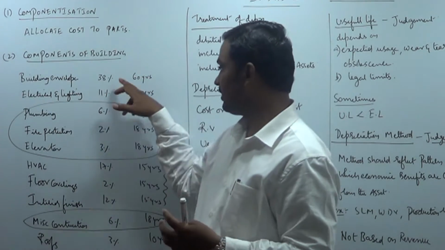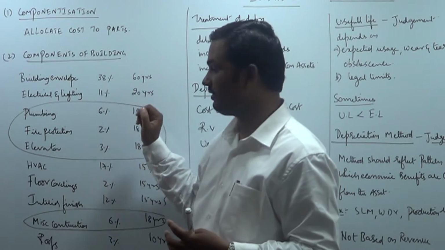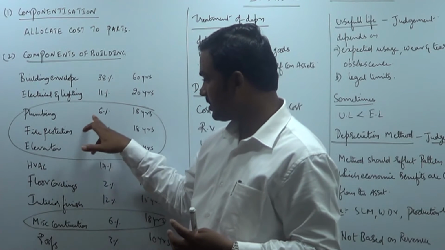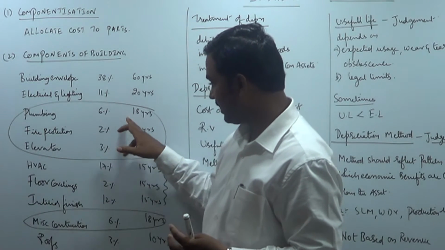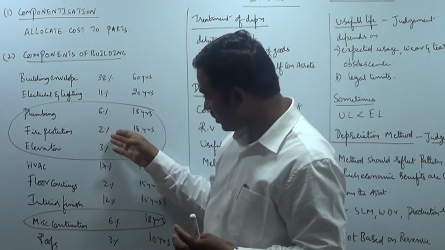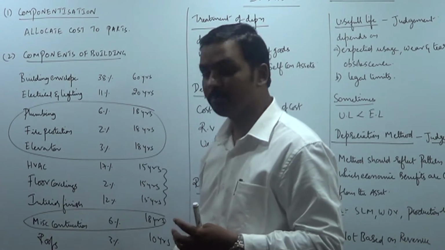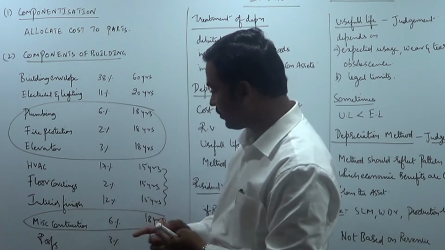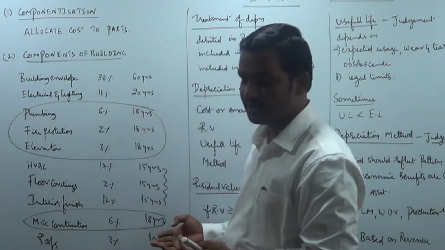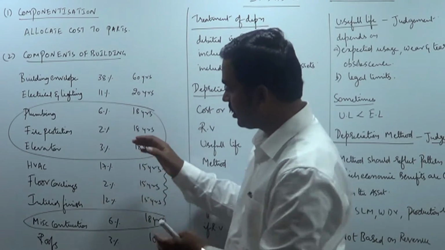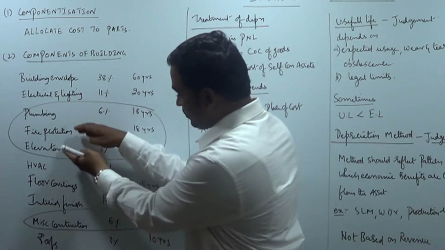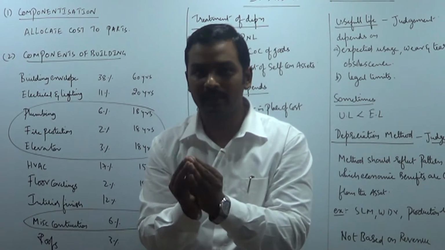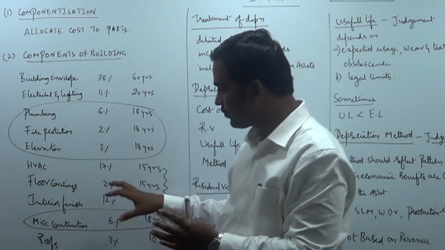Capitalized separately, depreciated based on their respective lives. Plumbing, fire protection, elevator, 6%, 2%, 3%, life is 18 years. Their cost may not be significant when compared to the total cost, but they can be grouped based on their useful life along with miscellaneous construction. Its life is also 18 years. So we can include these 4 items under one particular grouping because they have similar useful life.